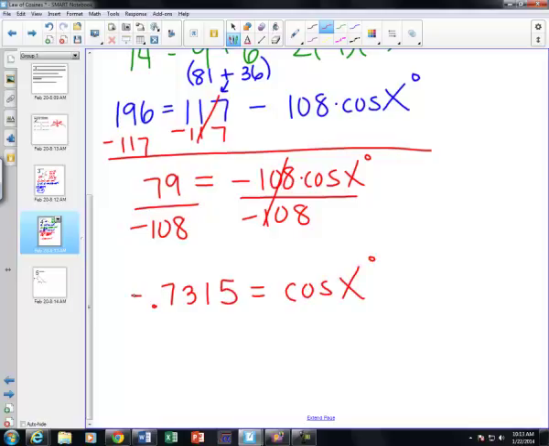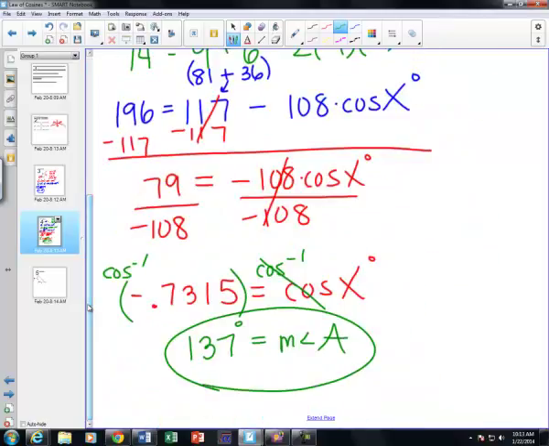And now you know how to get rid of cosine. Inverse cosine. Cosine to the negative first. So in your calculator, second cosine, negative 0.7315. And we're going to get 137 degrees even. Oh, what angle was that? It was angle A we were looking for. Okay. So these are a little bit harder when you're looking for an angle using law of cosines. But again, go back, follow my steps, and then do the same thing in your other problems.